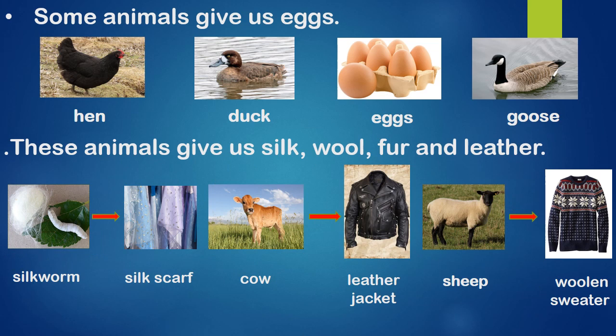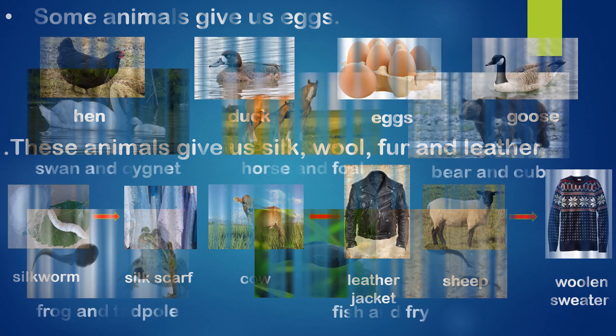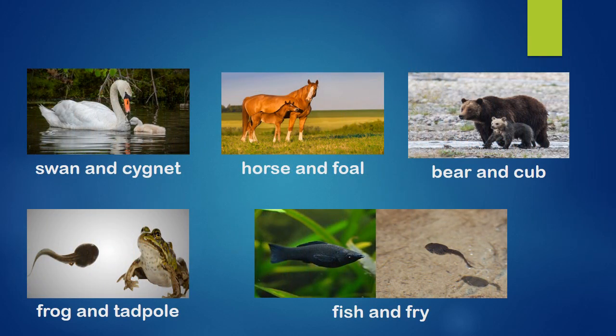Then these animals give us silk, wool, fur, and leather. And what are these animals? They are silkworm. The silk fiber which we get from silkworm is used in making silk scarf. Then we get leather from cow skin and from which leather jackets are made. Sheep. We get wool from sheep's skin and then woolen sweater is made. Children, we have read that how different animals are useful to us.